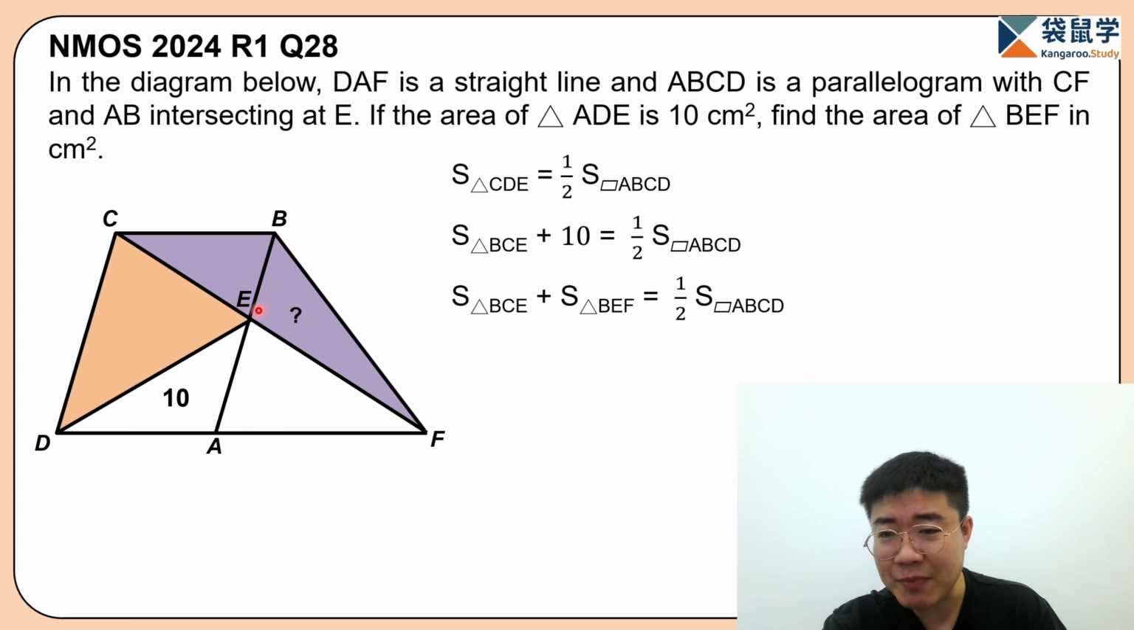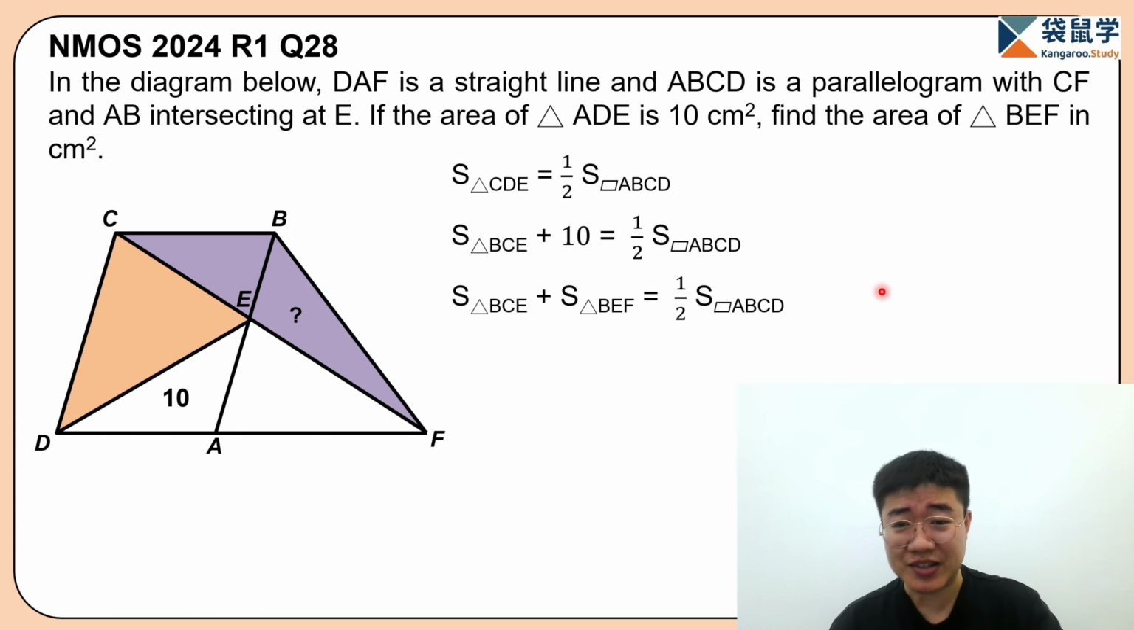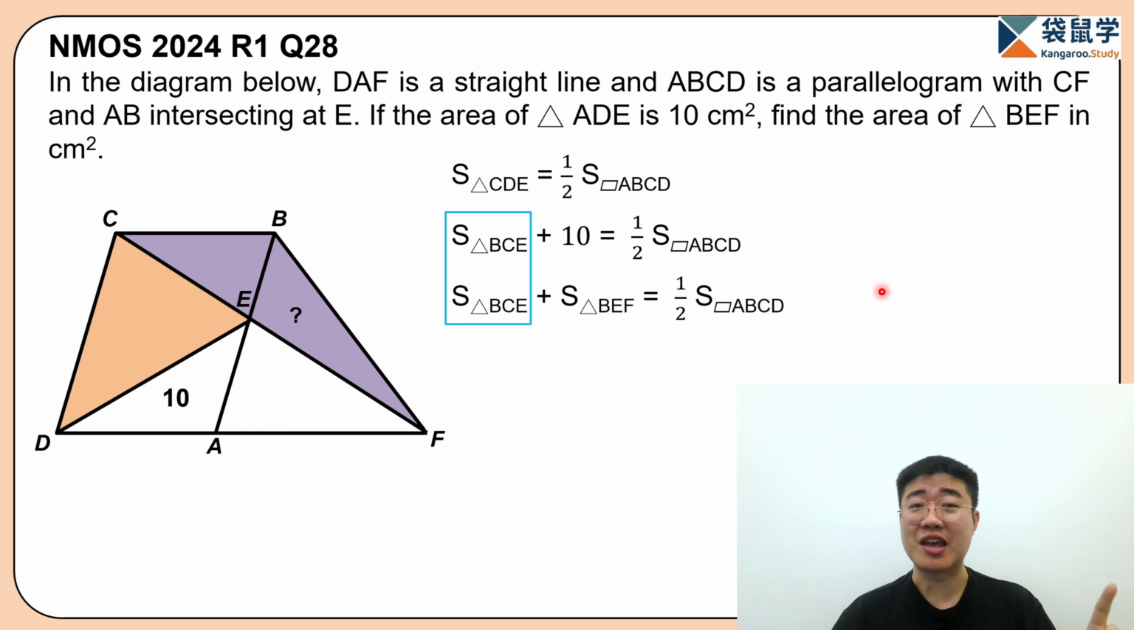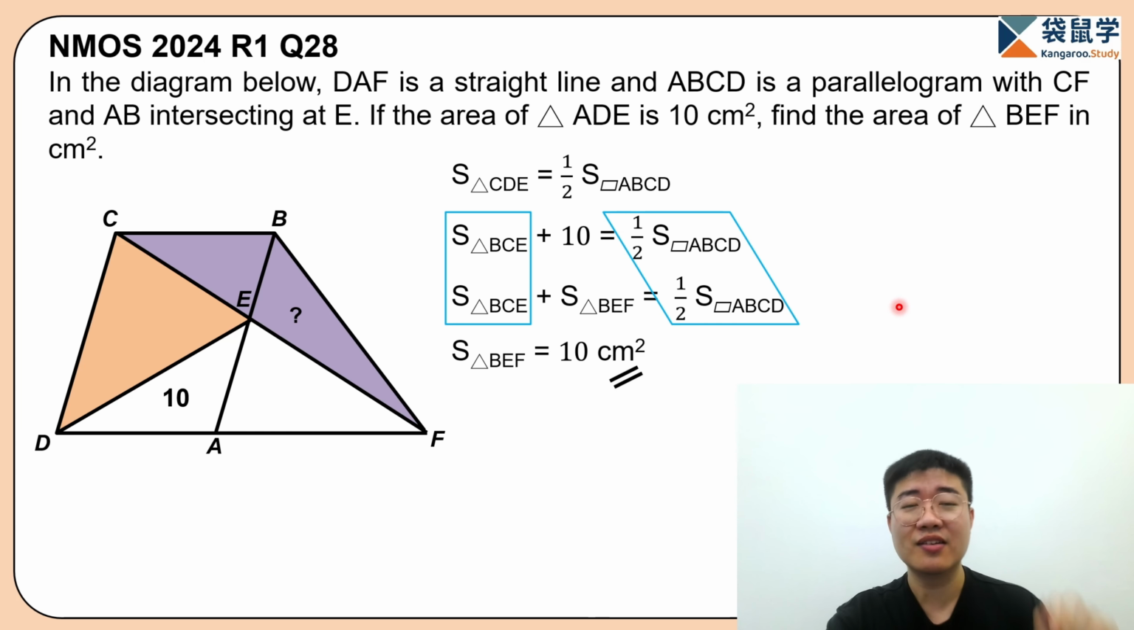So then let's separate it into the triangle BEF and the triangle BCE. These two added together equal to half of the parallelogram ABCD. Now everyone, we can notice something that's very interesting. Can you see that? Here we have BCE and BCE. And we also have ABCD and ABCD. These two are also the same. So how about the remaining part? 10 and triangle BEF. Of course, these two are also the same. So we can find the area of the triangle BEF. This is just 10 cm squared. We can get our answer here.